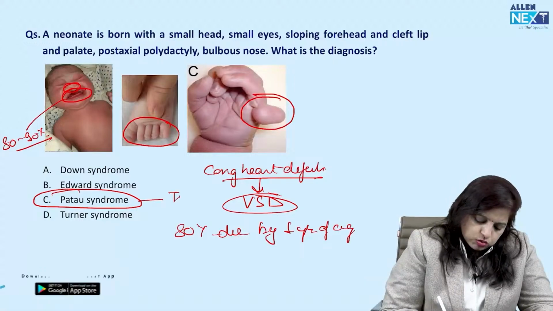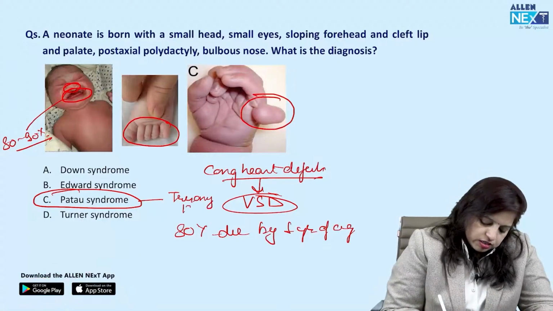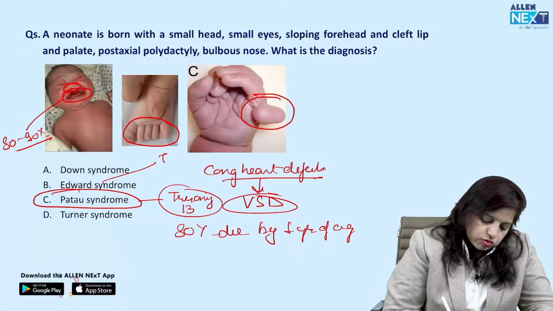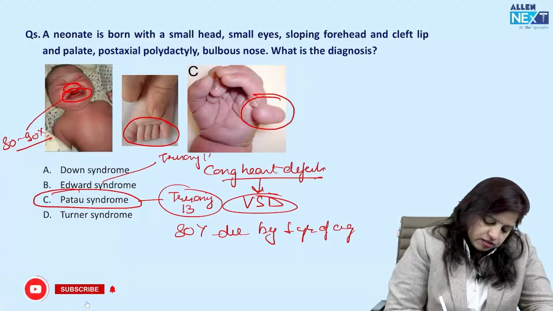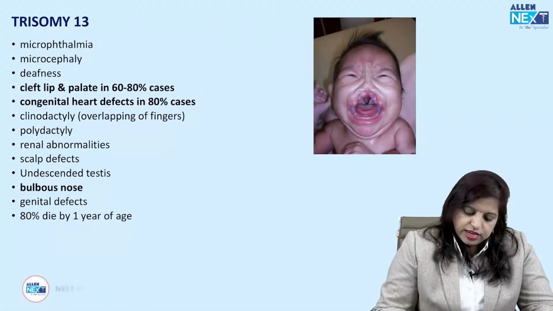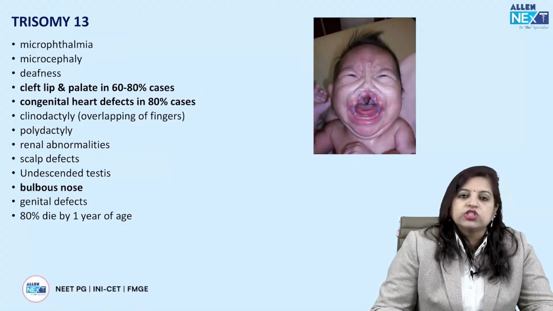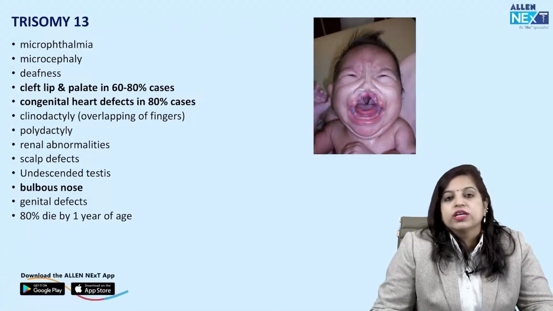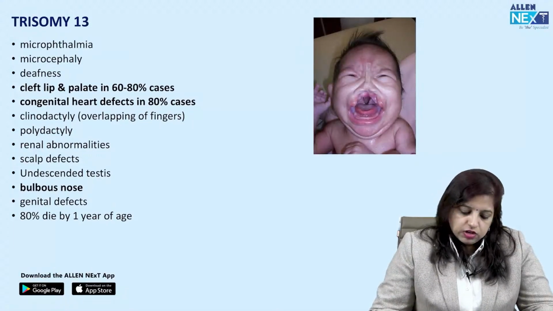We also refer to it as trisomy 13, while Edwards syndrome is also known as trisomy 18. Yes. Okay, coming to the next syndrome. So trisomy 13, this we have discussed, right? So this is how a child of Patau syndrome would look like. You can never forget once you see the figure of the child.